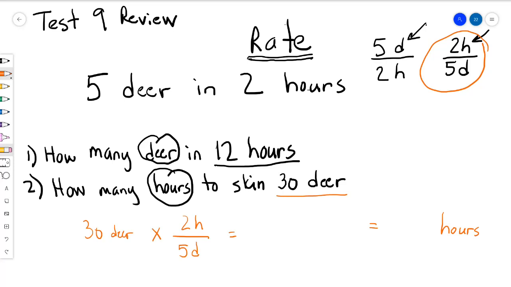Now I just do the math. 30 times 2 is 60. And we divide that by 5. And that's 12. So it will take Josh 12 hours to skin 30 deer. And that's how we work rate problems. Okay?